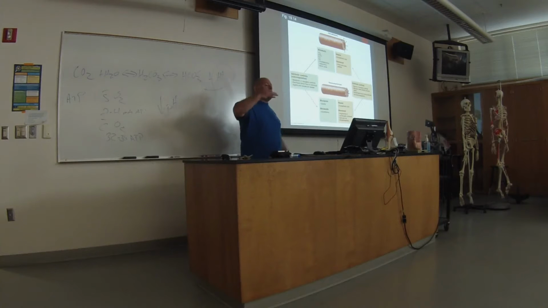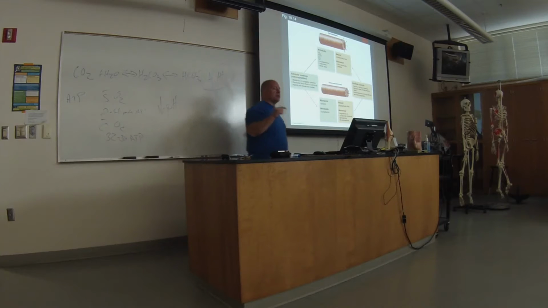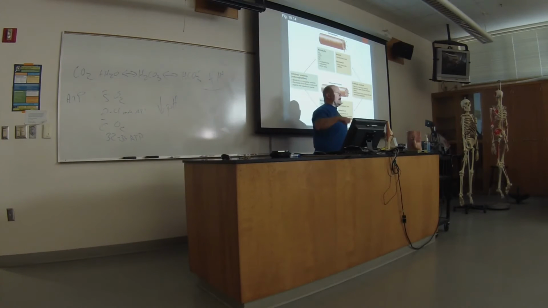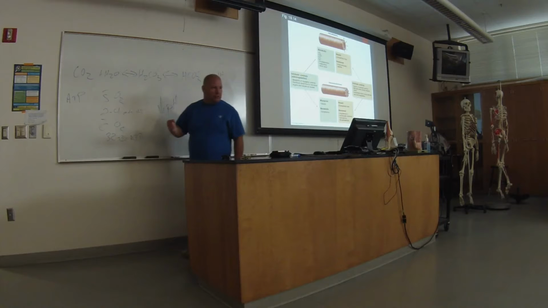So the myogenic response is when a blood vessel is stretched, the response is to contract. The muscles contract, so you have vasoconstriction. Now, I want to make sure everybody's clear on this. The myogenic response is not the ability of the blood vessel to stretch. The myogenic response is what happens to the blood vessel when it is stretched.